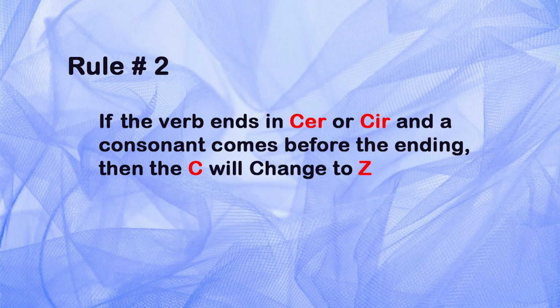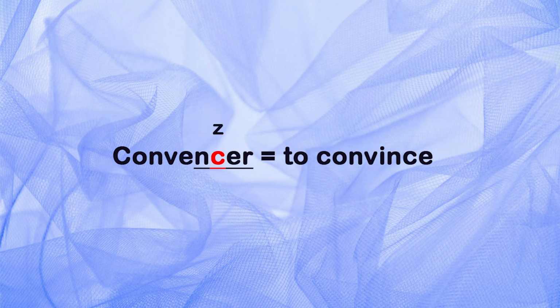Rule number 2. If the verb ends in CER or CIR and a consonant comes before the ending, then the C will change to Z. For example, convencer means to convince. Convencer ends in CER, and N, which is a consonant, comes before CER. This means the C will change to Z.